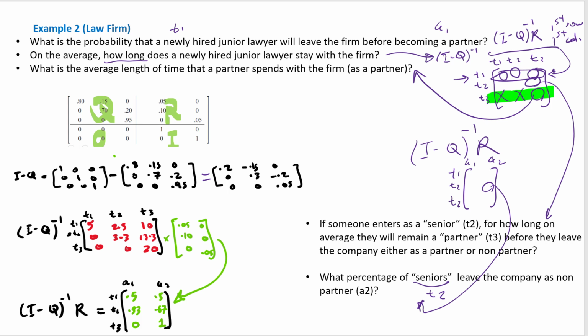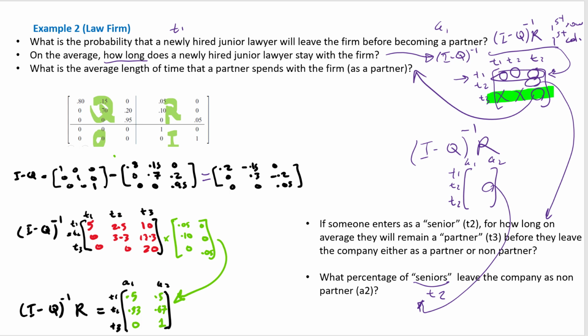The other questions, which are probabilities, we had another question too. If someone enters as a senior, T2, for how many years do they remain as partner? For that, we calculate T2 to T3, which is 13.3 years. Note that I minus Q is not a probability matrix. It's a number of steps, number of periods, number of years, months, and so forth. And the other questions, first one and last one, are asking about probabilities.